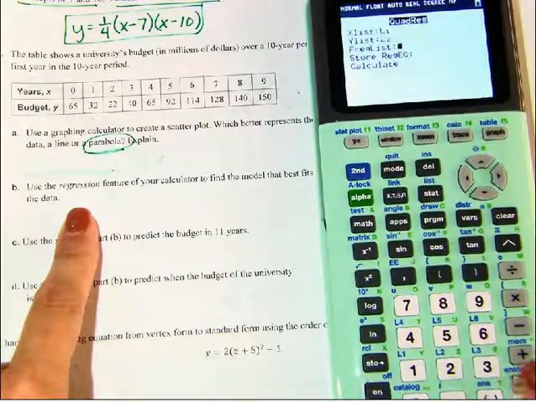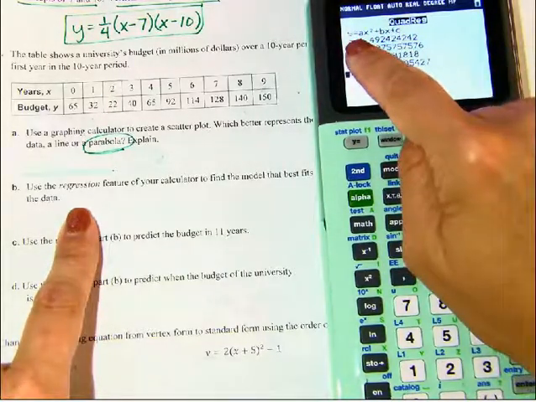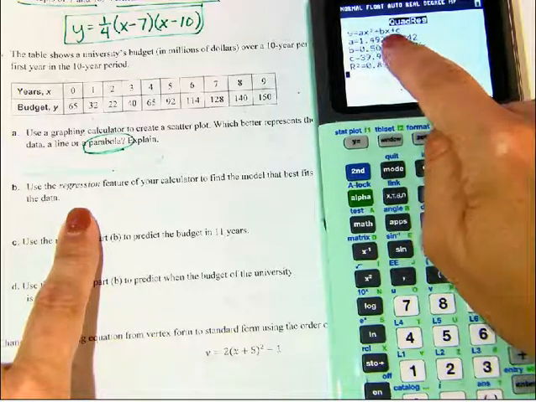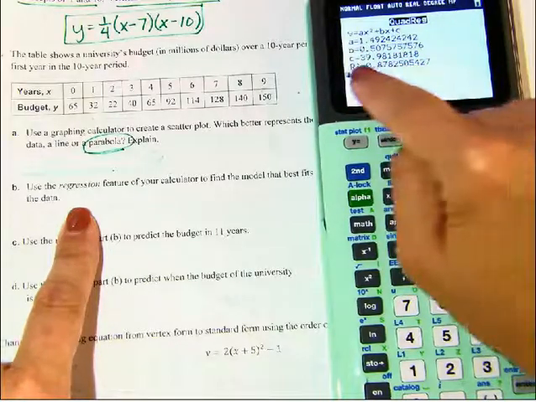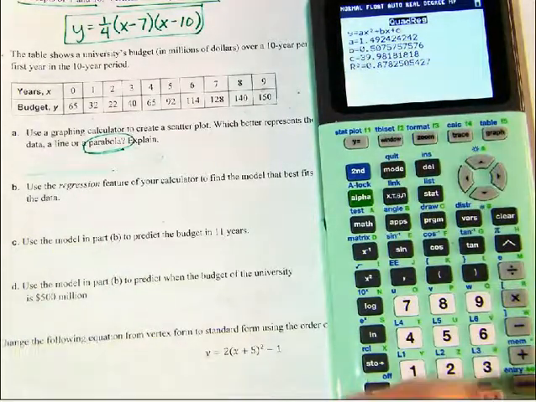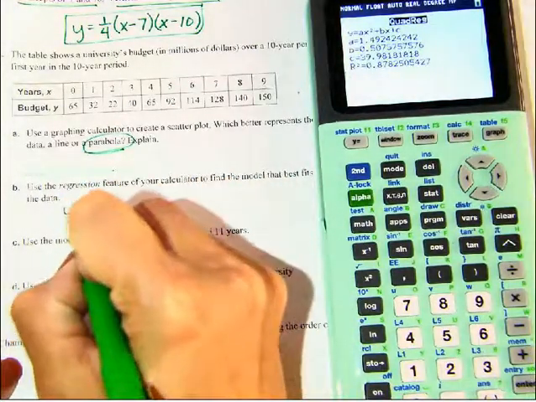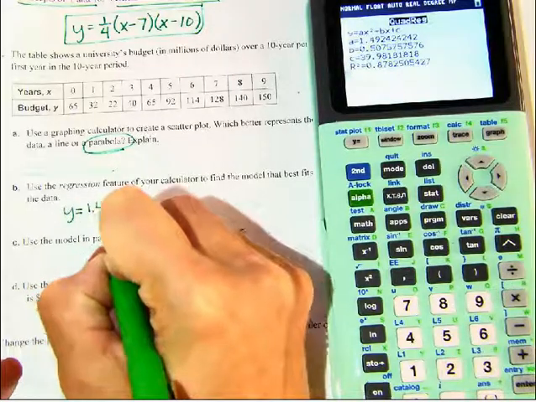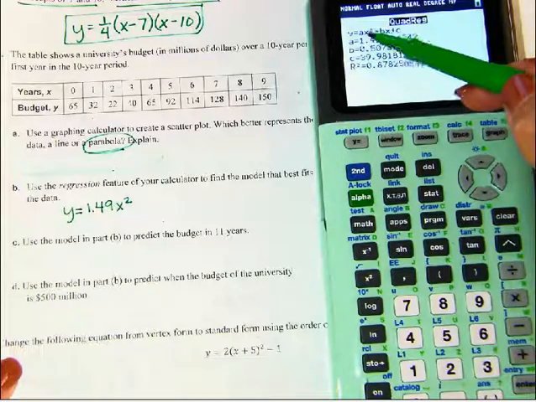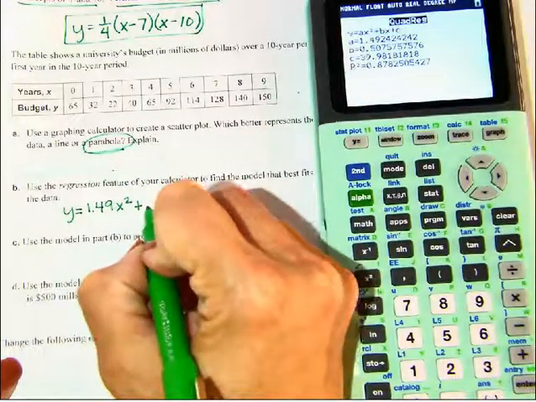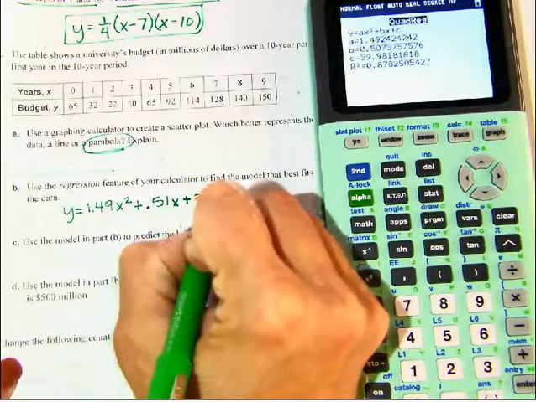And just like when we did linear regression, we just calculate it. And it gives us a quadratic, y equals ax squared plus bx plus c. That's standard form. It gives us a, b, c. And for this purpose, we don't really care about the r squared. We just want that a, b, and c. So I'm going to use that a, b, and c to write the equation. So I'm going to have y equals 1.49 x squared, because I plugged in, it says ax squared, so a times x squared, plus b, which is 0.51 times x, plus c, which is 39.98.